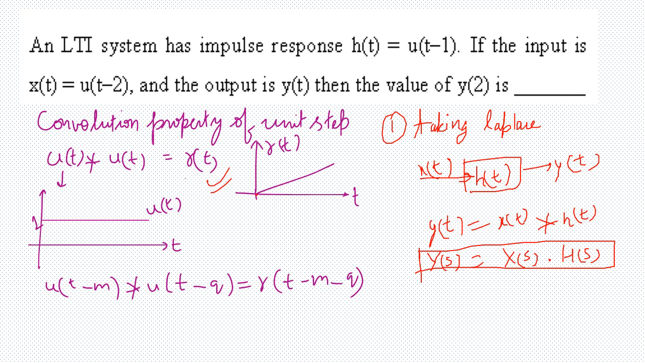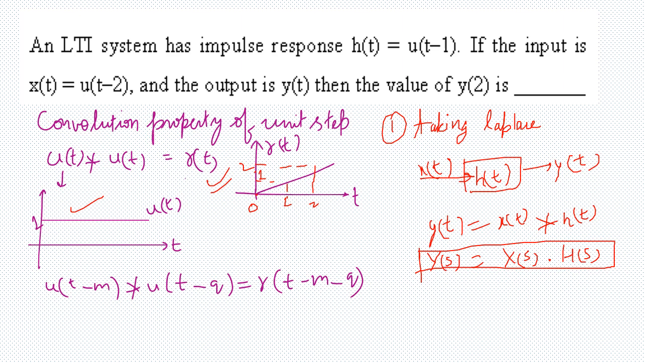The ramp starts at 0, at 1 the value will be 1, at 2 the value will be 2. This is how the ramp is going to look. I have shown the input here. This is the input, a simple unit step.